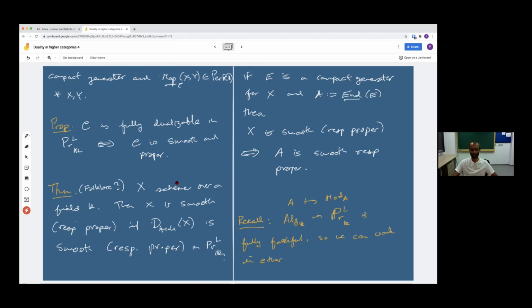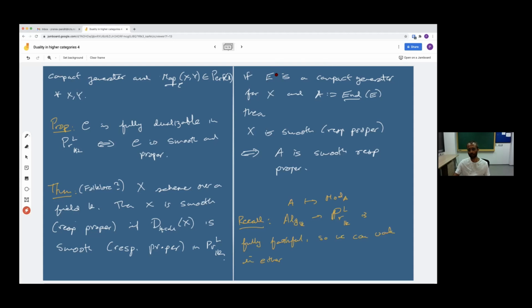Now here's the connection to geometry. Let X be a scheme over a field K, let's say. I'm saying over a field to be a little careful. I think you can make significantly broader hypotheses. Then X is smooth, respectively proper, in the usual sense of schemes, if and only if this presentable category, the derived category of quasi-coherent sheaves, as a DG category, is smooth, respectively proper, as an object in PrL_K.